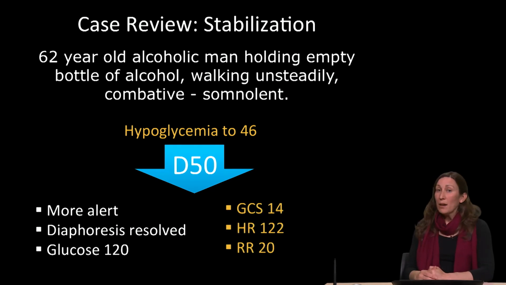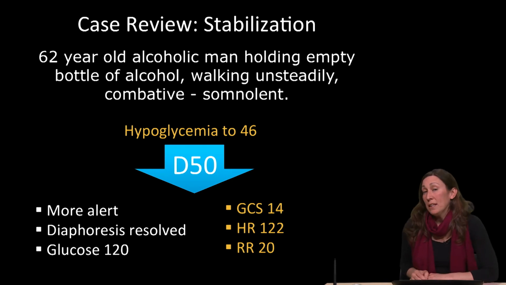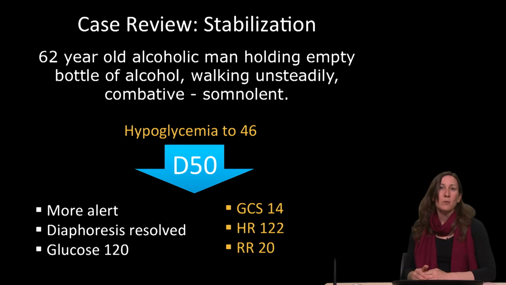The patient's Glasgow Coma score at this point is 14. So he's again improved from 12 when we initially assessed him to 14. He still has 1 point off of the verbal score for confused speech. So he's improved, but it's still not normal. Similarly, his heart rate has significantly improved from 135 down to 122, but he's still quite tachycardic. And his respiratory rate is about the same. He was 17 on our initial assessment, and he's now breathing at a rate of 20.